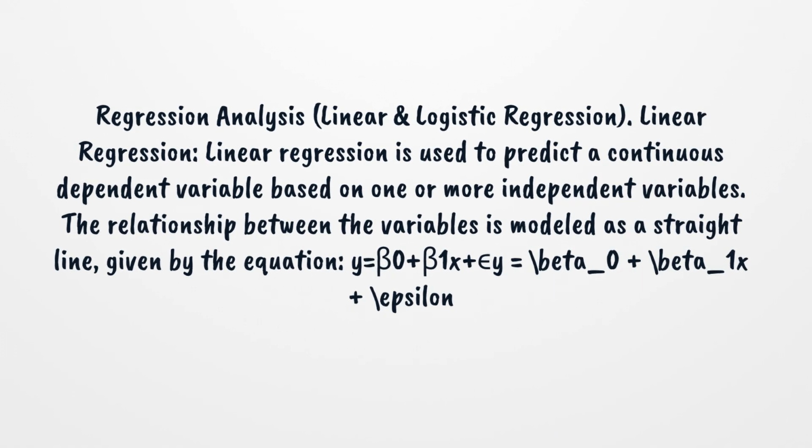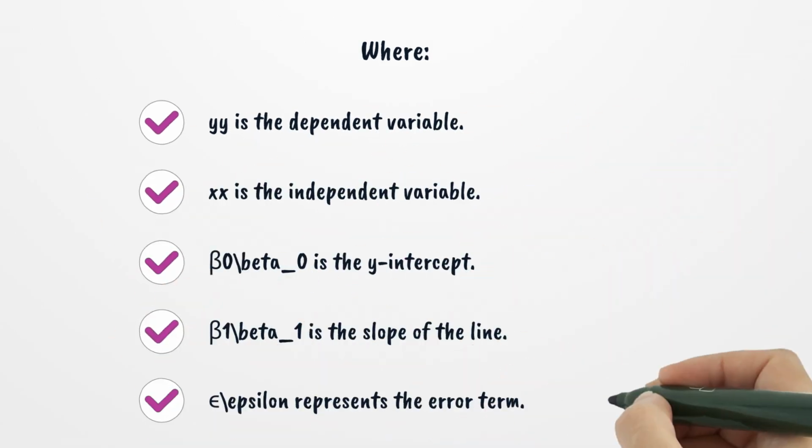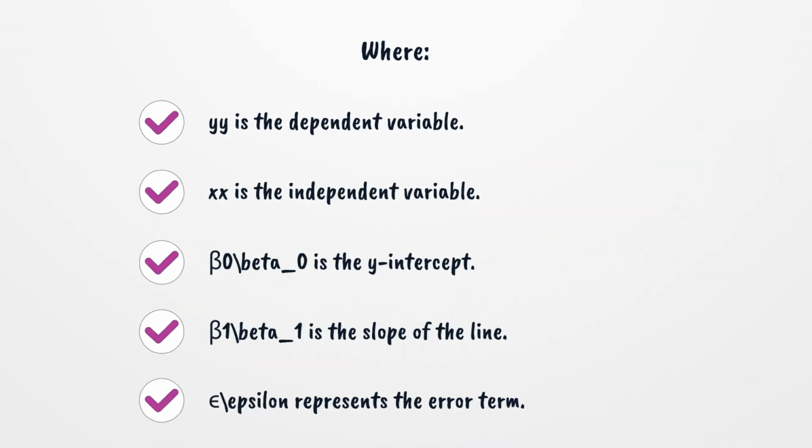Regression analysis, linear and logistic regression. Linear regression. Linear regression is used to predict a continuous dependent variable based on one or more independent variables. The relationship between the variables is modeled as a straight line, given by the equation y = β0 + β1x + ε.